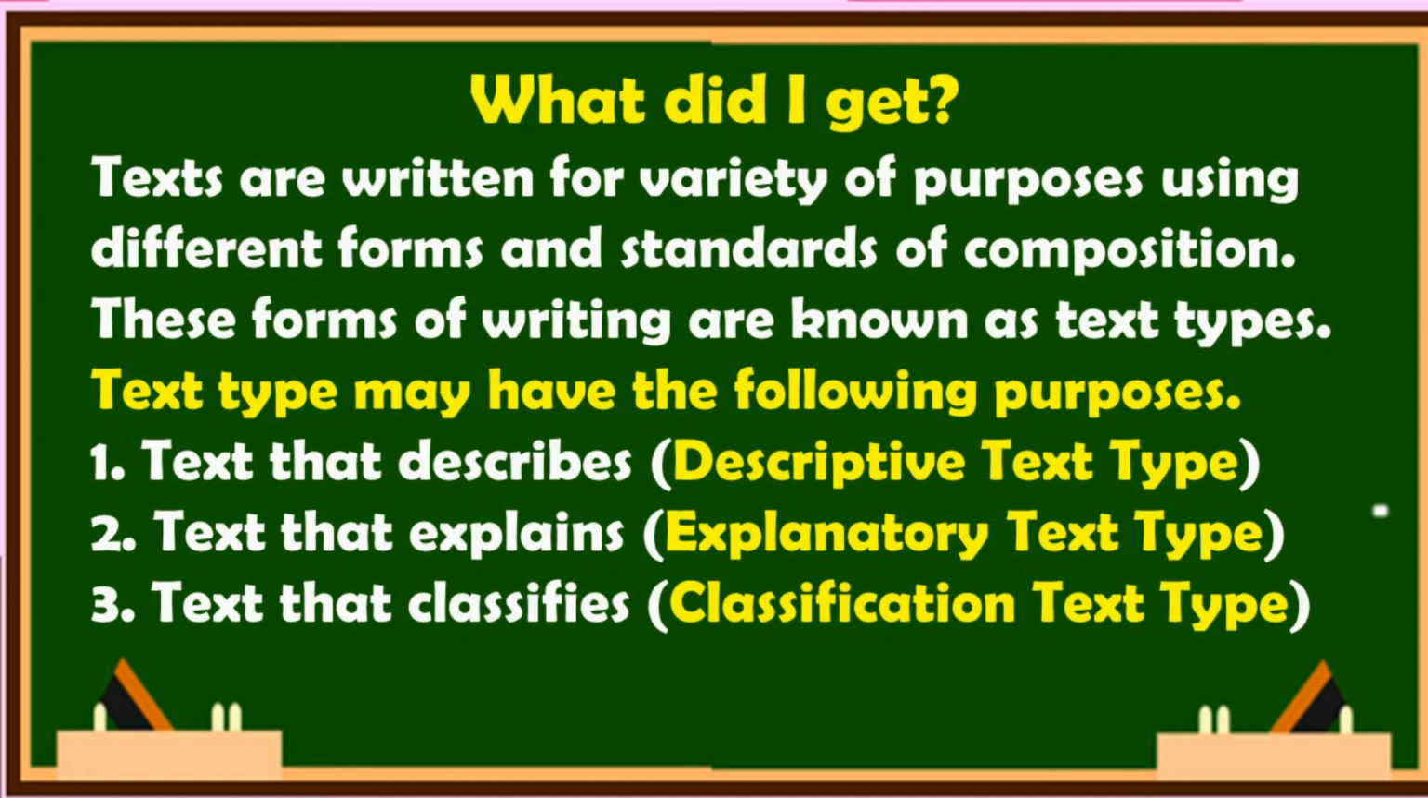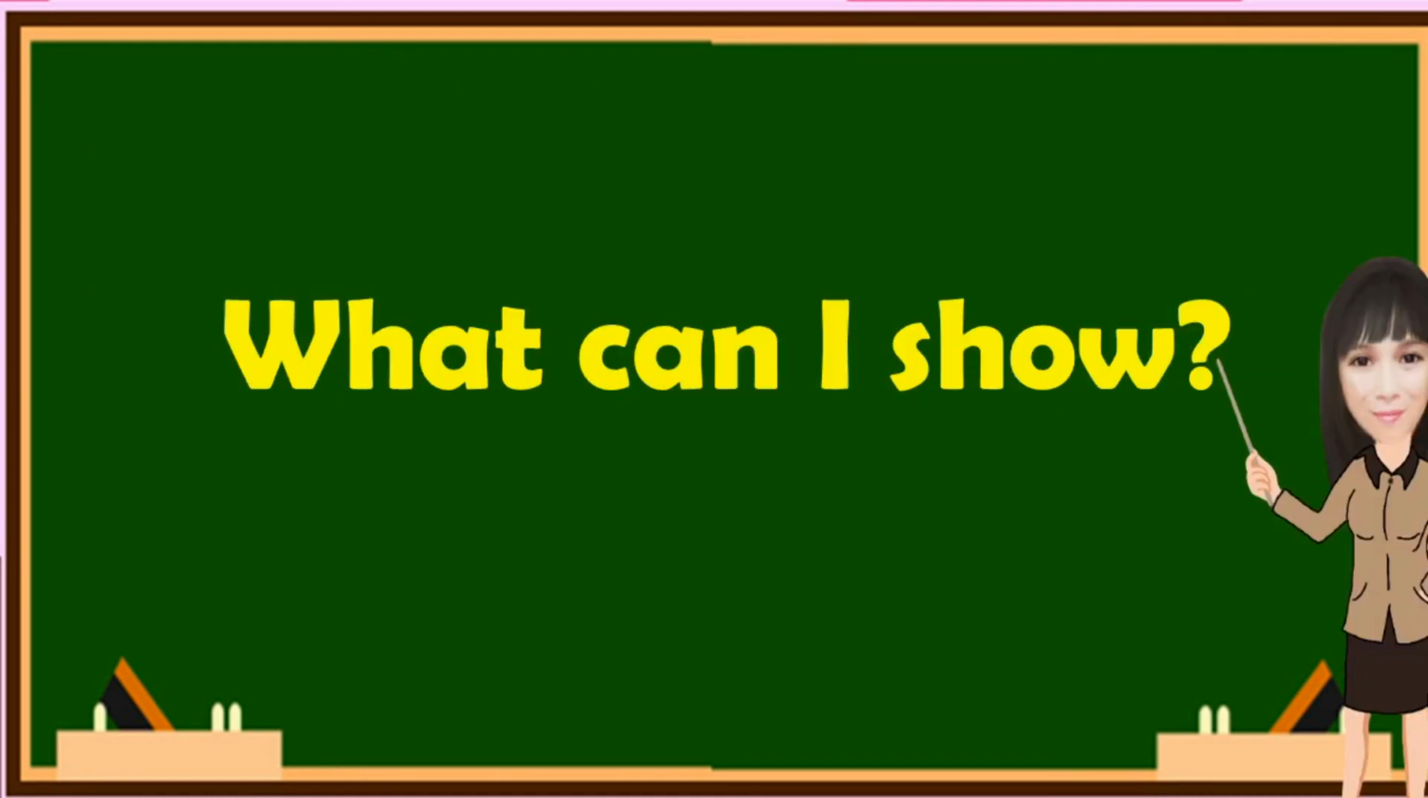We have the first one, text that describes. That is descriptive text type. The second one is text that explains. It is explanatory text type. And the third one is text that classifies. That is classification text type. Okay, let's proceed to our next activity.